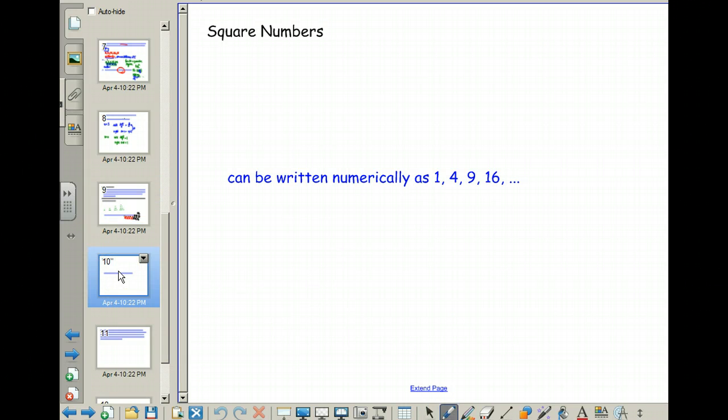And square numbers look very similar, but they're going to be in a square shape. The first one has just one dot. The next one would have four dots in the shape of a square, so they kind of look like the four corners of a square.